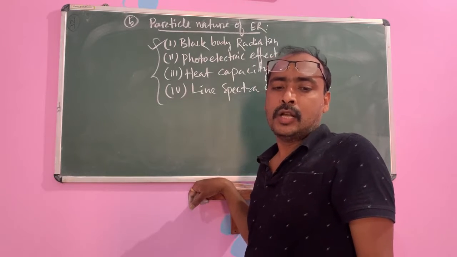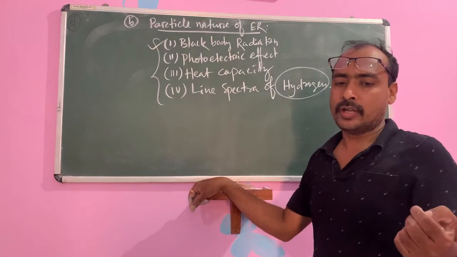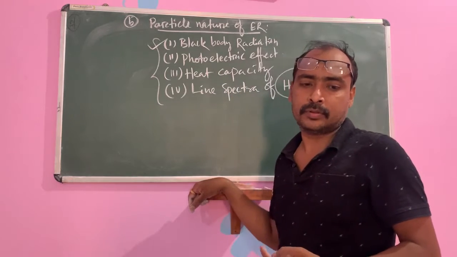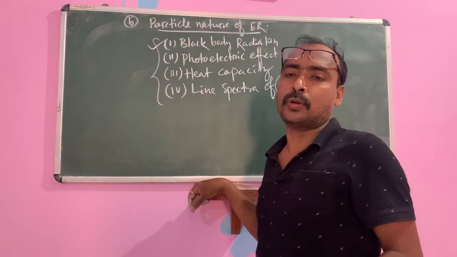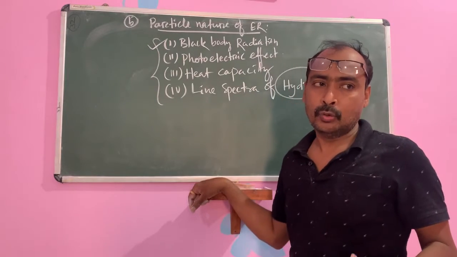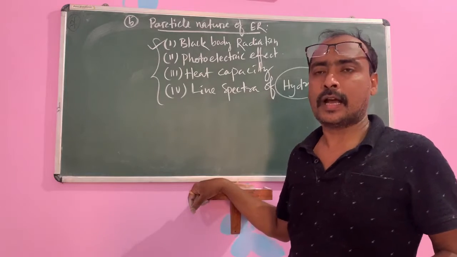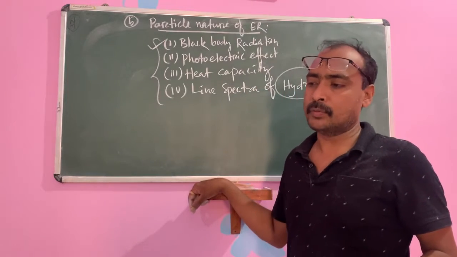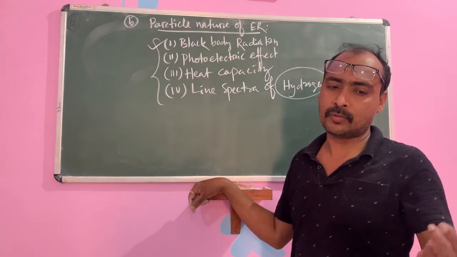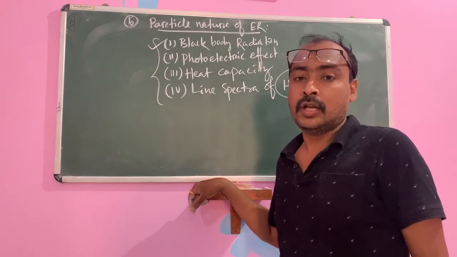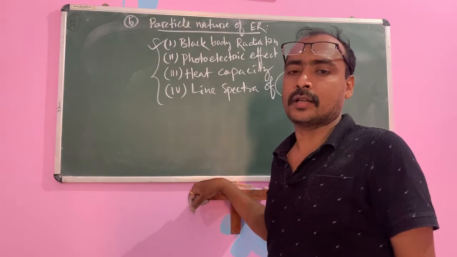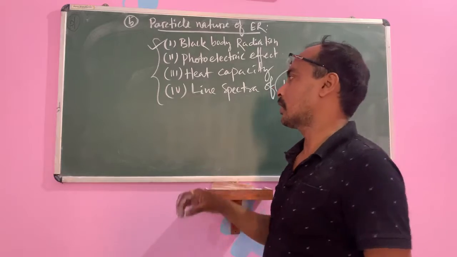Similarly, the ideal body that emits and absorbs radiations of all types of frequencies, or we can say wavelengths, uniformly or equally, is known as an ideal body. That ideal body is known as a black body, and the radiation is known as black body radiation. One example is the relationship between radiation and temperature.